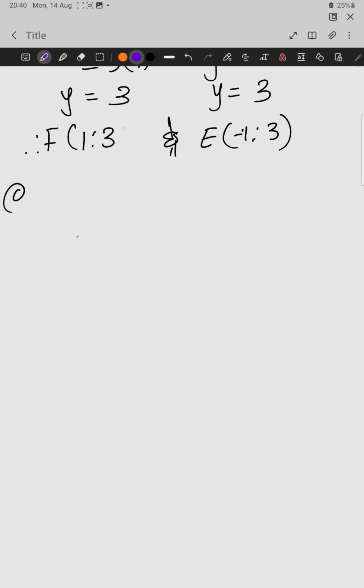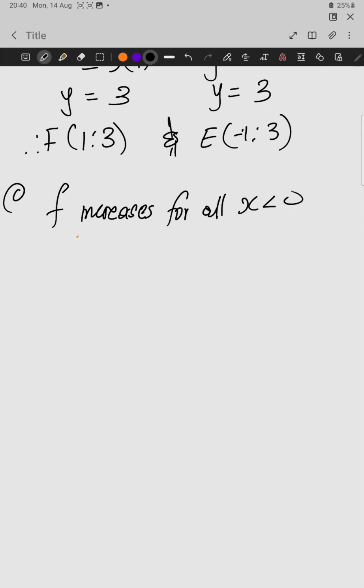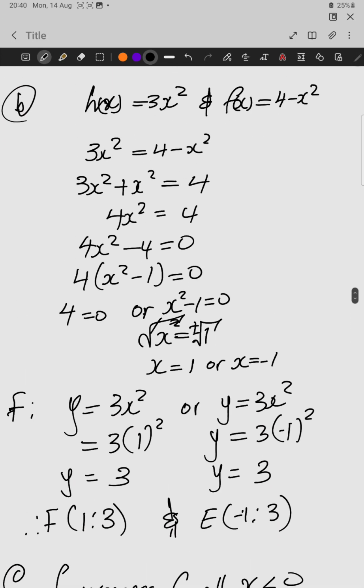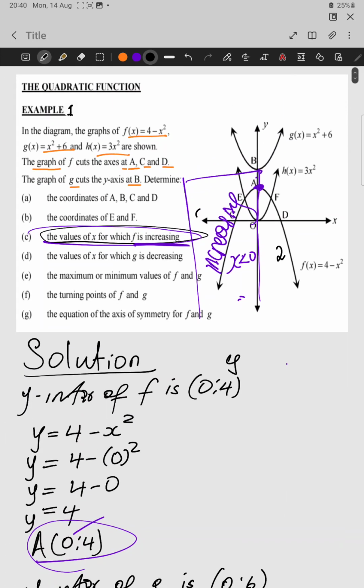So you can just erase this portion. Okay, so that means we're saying that f increases for all x is less than 0. And then we're done with this question. Now let's move on to the other one.